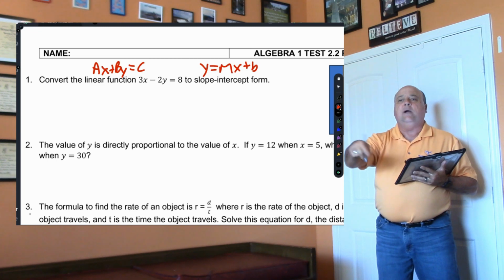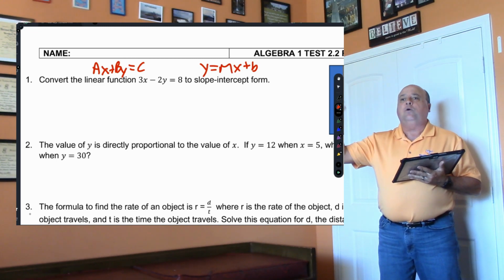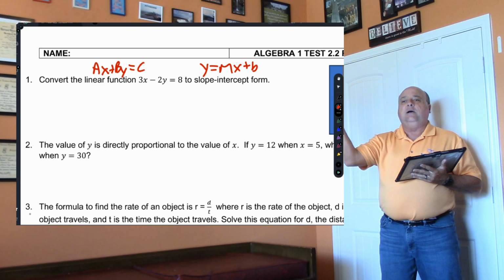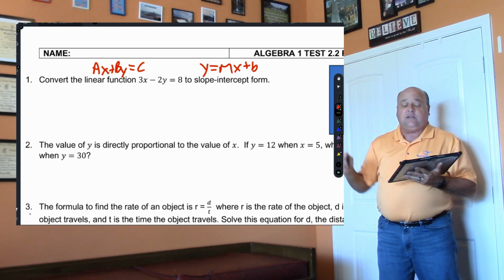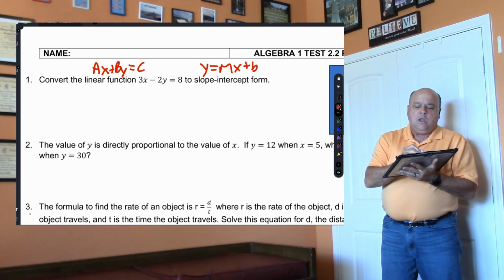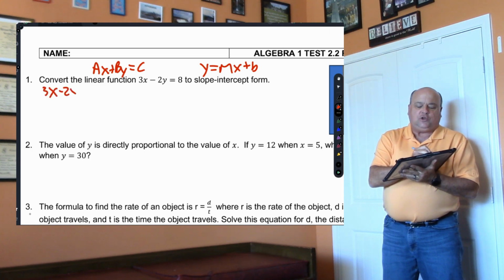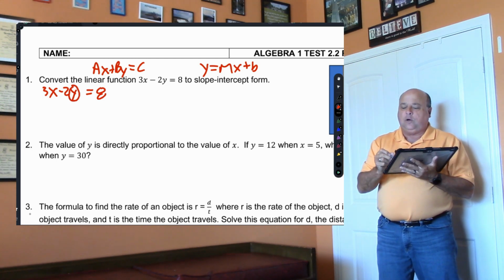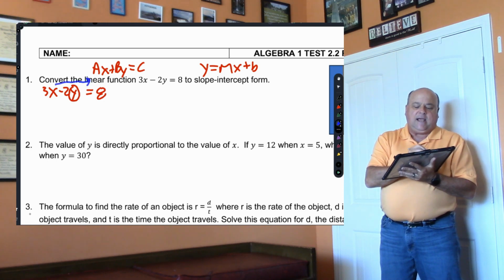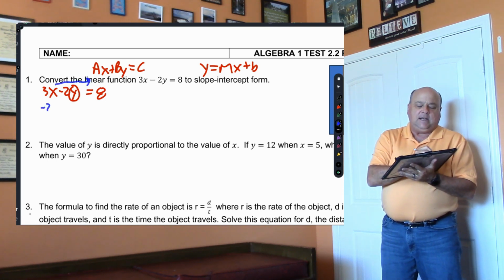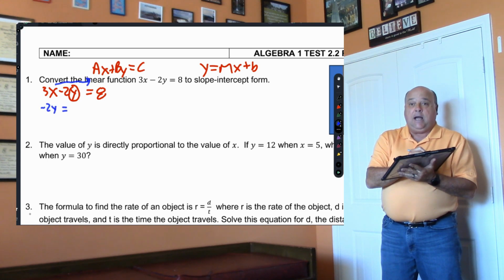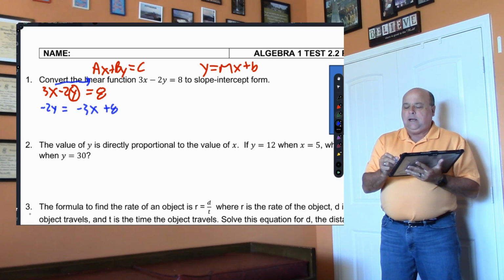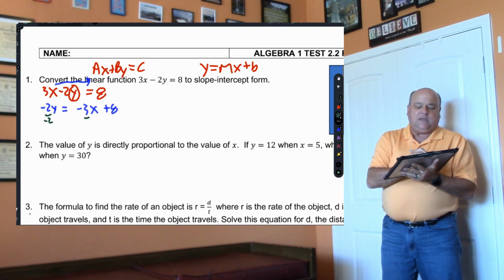Now I'm going to show you how to do this traditionally, and then we're going to go through the standard form shortcuts to get the y-intercept and the slope. So right here we have 3x minus 2y equals 8. I want to get the y all by itself, so the 3x and the 2 have got to go over. I'm going to take this 3x and move it to the right, so I get negative 2y equals the opposite of a positive 3x, which is a negative 3x, plus 8. And then I need to divide everything by the negative 2.